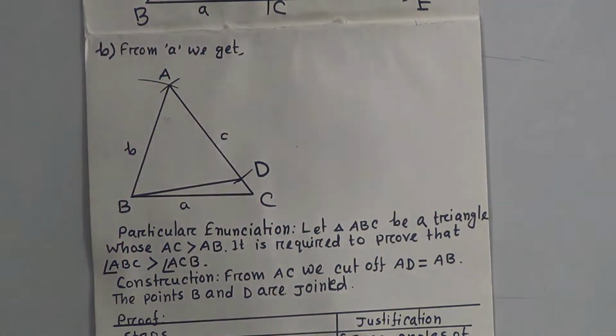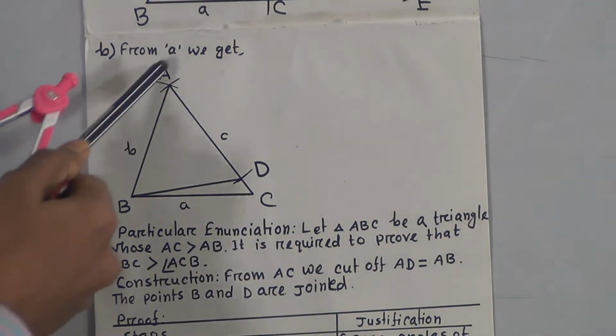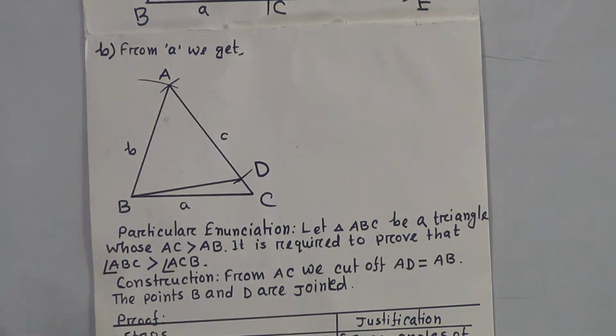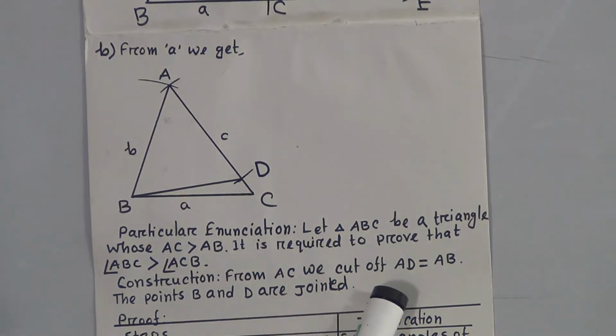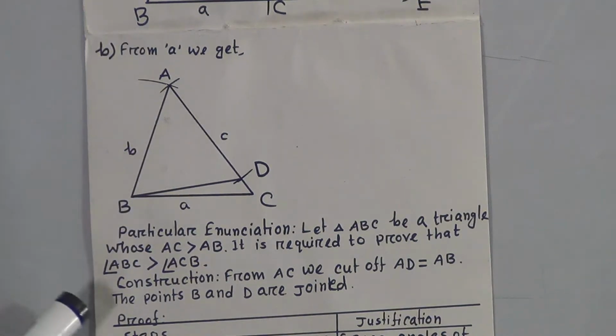Okay, we have to join BD. Then you see AB and AD are equal. Now please look, construction: from AC we cut off AD equal to AB. The points B and D are joined. That means we join these two points. Now proof.